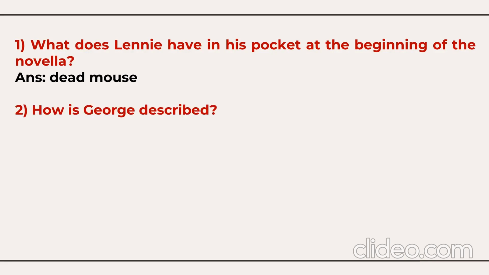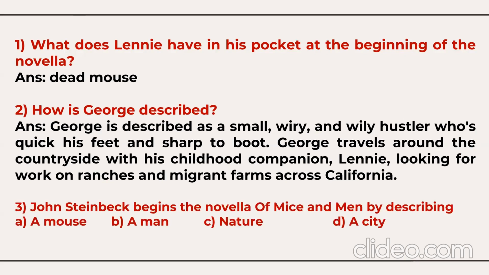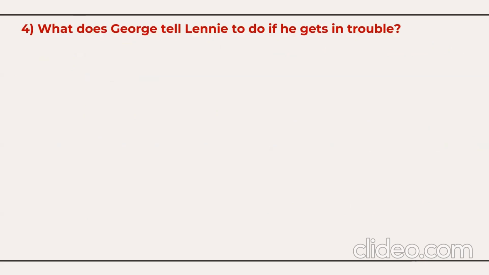How is George described? George is described as a small, wary, and wily hustler who is quick on his feet and sharp to boot. George travels around the countryside with his childhood companion Lenny, looking for work on the ranches and migrant farms across California. Then, John Steinbeck begins the novella Of Mice and Men by describing a mouse, a man, nature, or a city. The option C is the correct answer, nature.